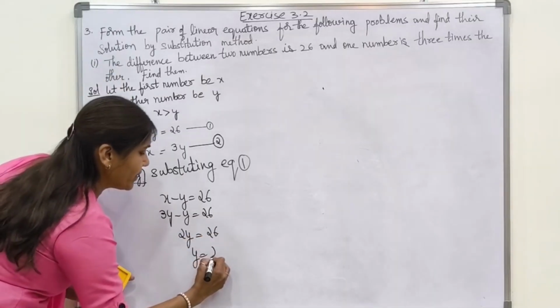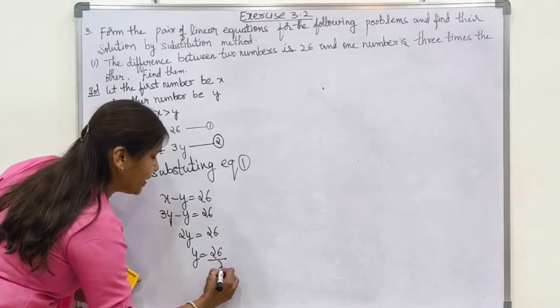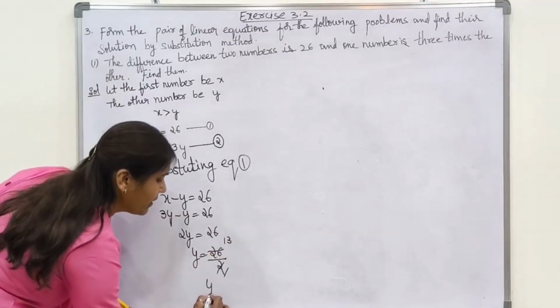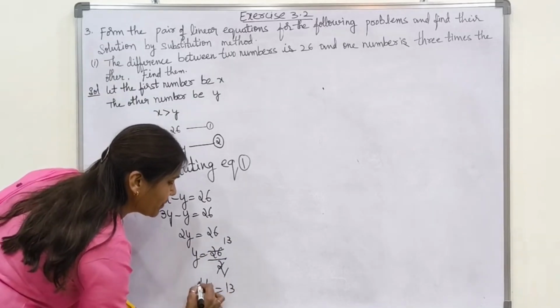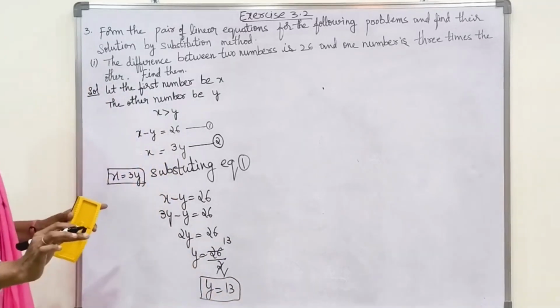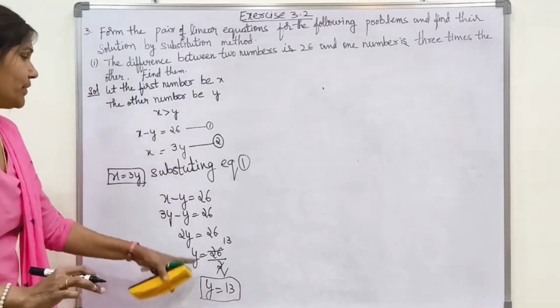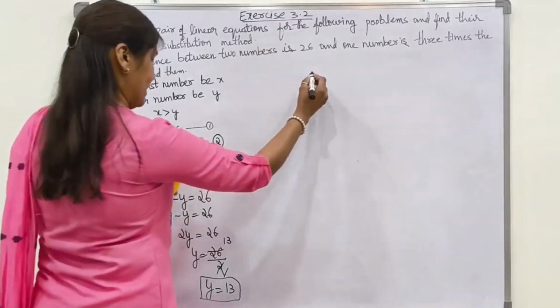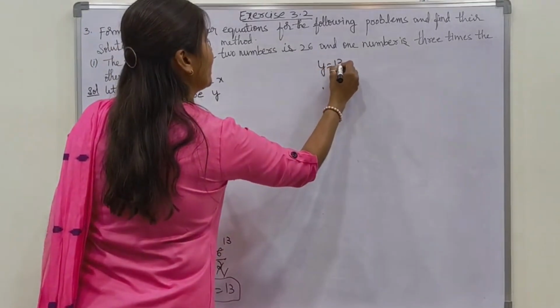Now y is equal to 26 divided by 2. Now cancel is possible. 2 ones are 2, 2 thirteens are 26. Y is equal to 13. So the y answer you got is 13. Now you want the x value. For the x value, you substitute in this equation and you will get the x answer. Here y is equal to 13.